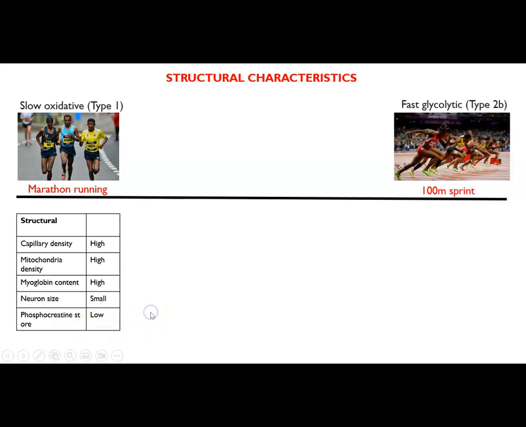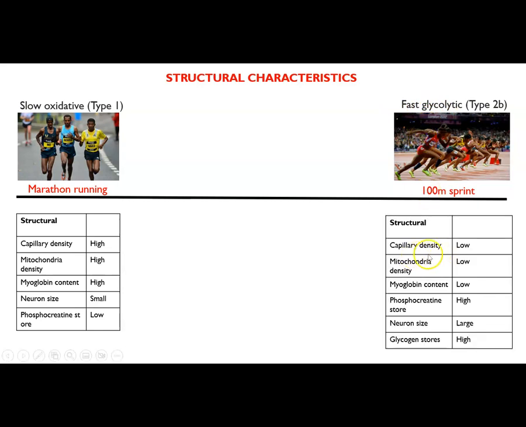If we go through a fast glycolytic type 2B now, the complete opposite end of the spectrum, a 100-meter sprinter, a fast twitch muscle fibre, but we can't call it fast twitch, it has to be fast glycolytic. The structural characteristics are that the capillary density is low, mitochondrial density is low, myoglobin content is low. Now, these three here, again, will not get you marks necessarily, because this isn't why it's effective.